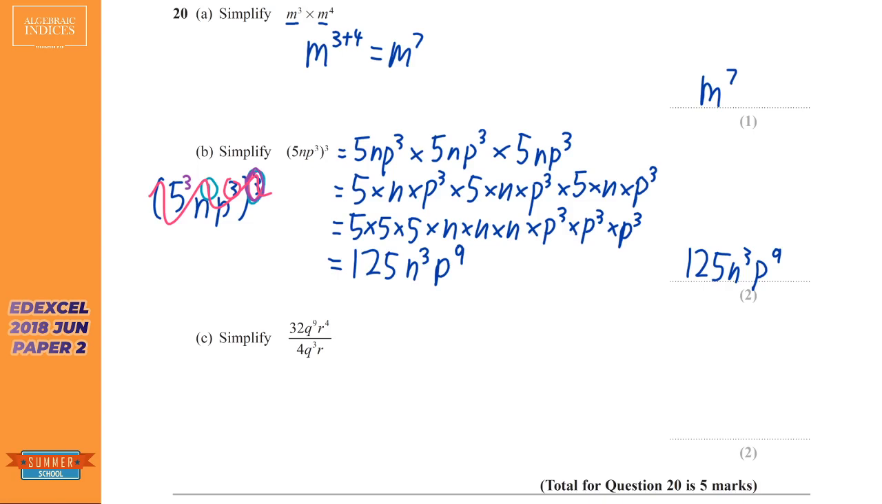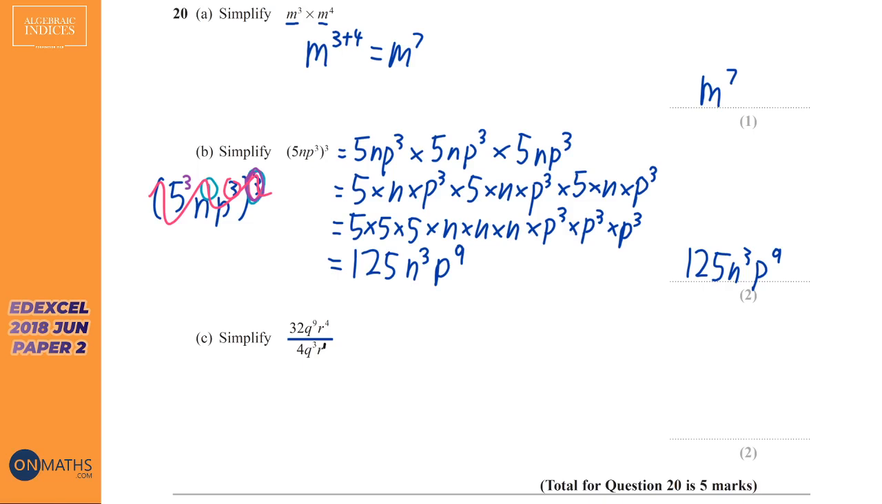Okay, this last question is quite a tricky one as well. The first and most important thing you realise is that over and divide are the same thing. So this is exactly the same as saying 32 q to the power of 9 r to the power of 4 divided by 4 q to the power of 3 r to the power of 1. And you've got to remember that that's the power of 1 there.